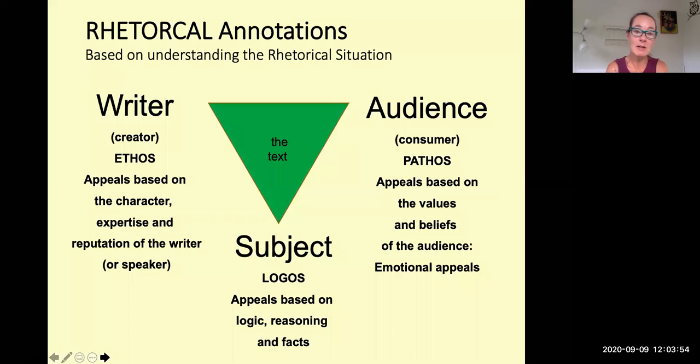And if you haven't already watched the rhetorical situation PowerPoint, you will want to go back and watch this, because this is just a review slide, right? So the rhetorical situation has three parts that balance and work together to create the text or the message. The writer or speaker or creator has appeals based on the character, expertise, and reputation of the writer or speaker or creator, and that's ethos. Second is the audience or consumer, and those are appeals based on the values and beliefs of the audience, or emotional appeals, that's pathos. And then the subject includes appeals based on logic, reasoning, and facts, and that's logos.